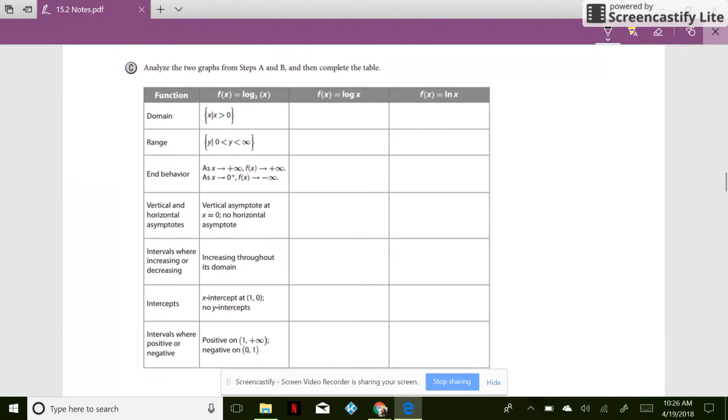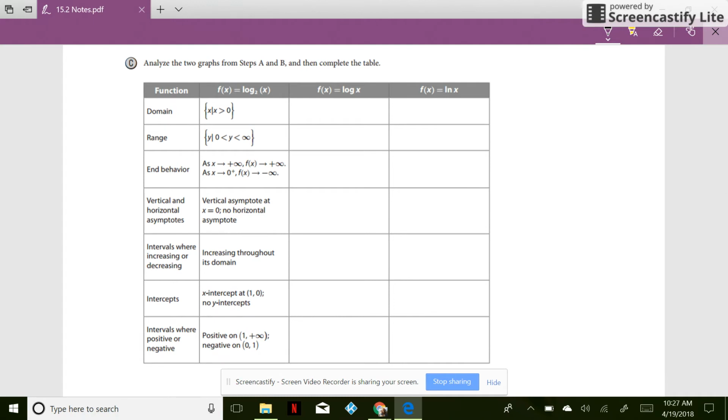So if we want to analyze these graphs and compare them to log base 2, so we graph log base 2, log base 10, log base e, the domain, x is greater than 0 for all of them. The range, this is wrong. This should be -infinity to positive infinity. And -infinity to positive infinity is the same thing as all real numbers. And end behavior: as x goes to positive infinity, f of x goes to positive infinity. And as x goes to 0 from the positive direction, f of x goes to negative infinity.